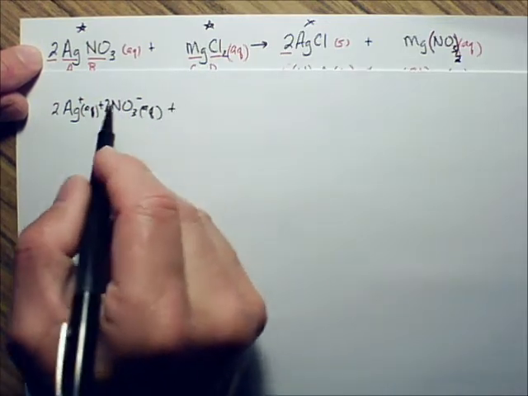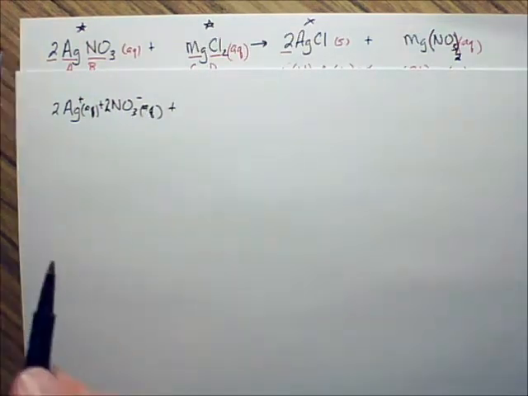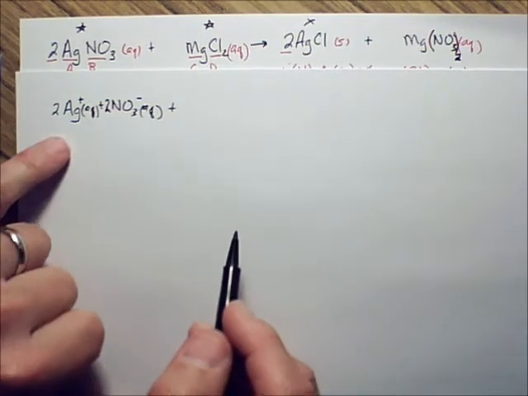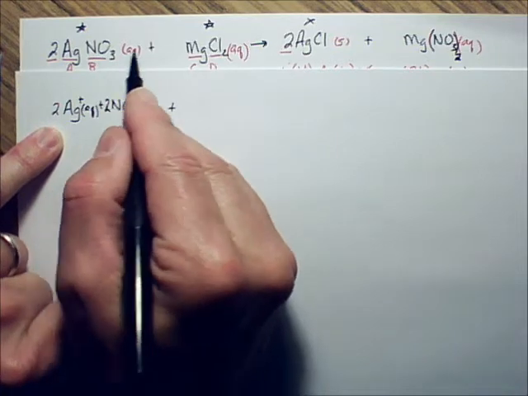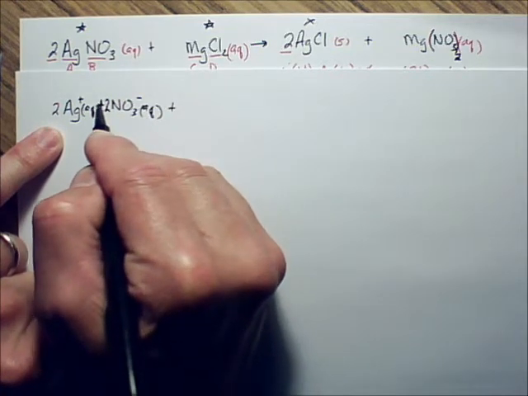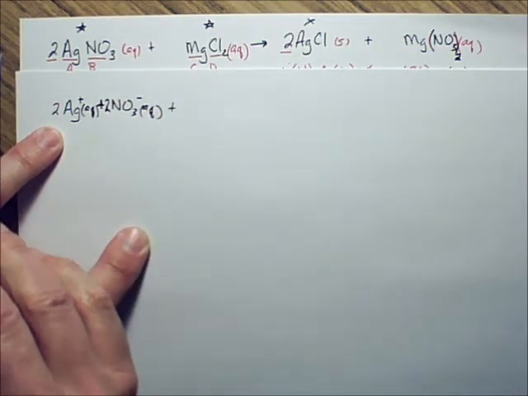Alright, so now we've done this. Okay? Where did the plus in front of the 2 come from? That's because we've got 2 separate ions now. Oh, you're adding them. Yep.